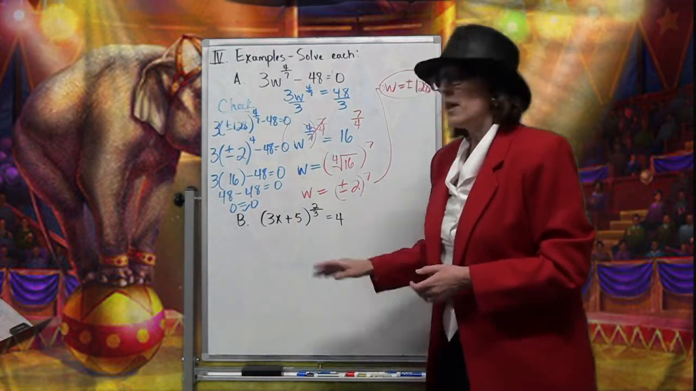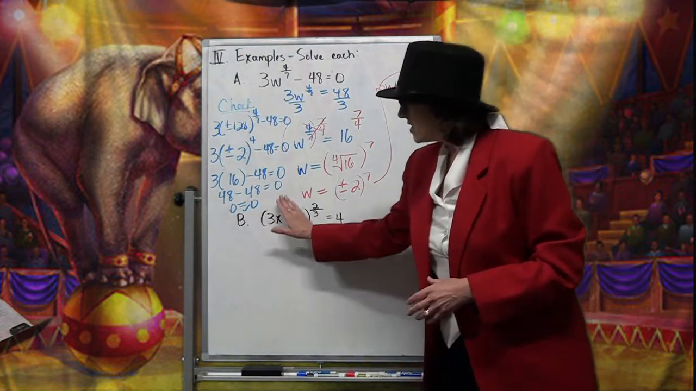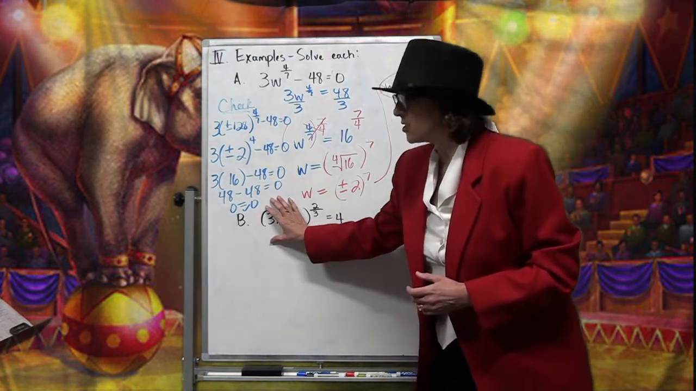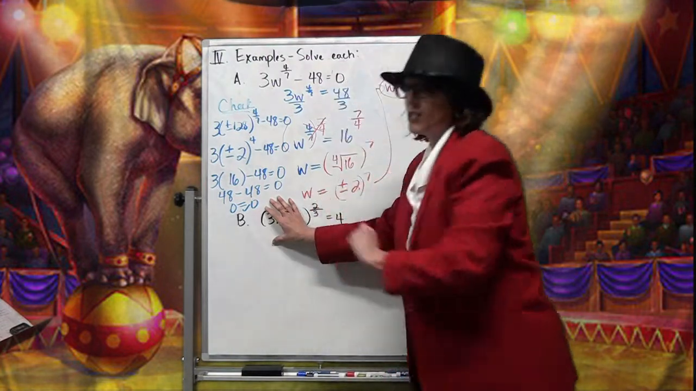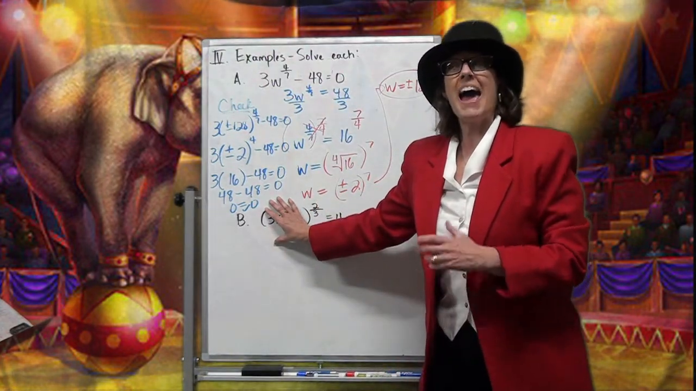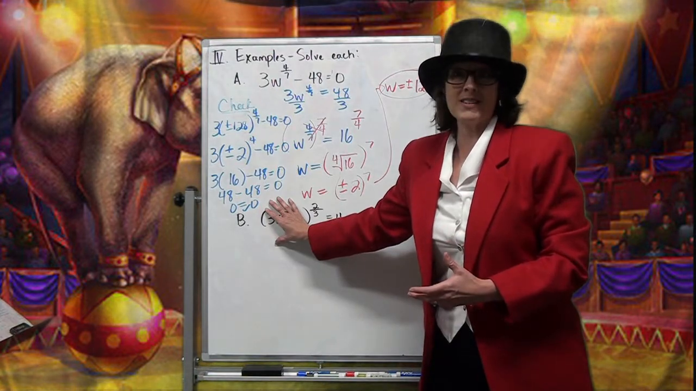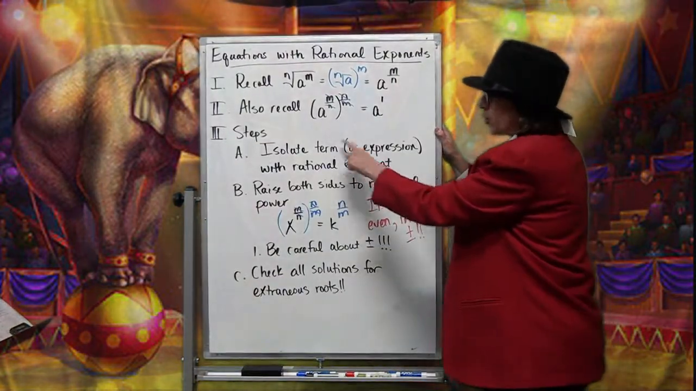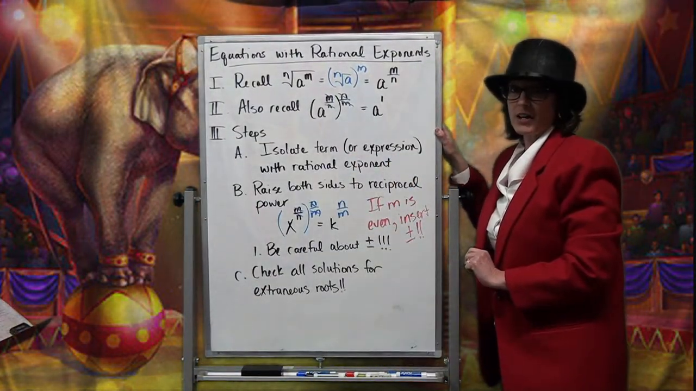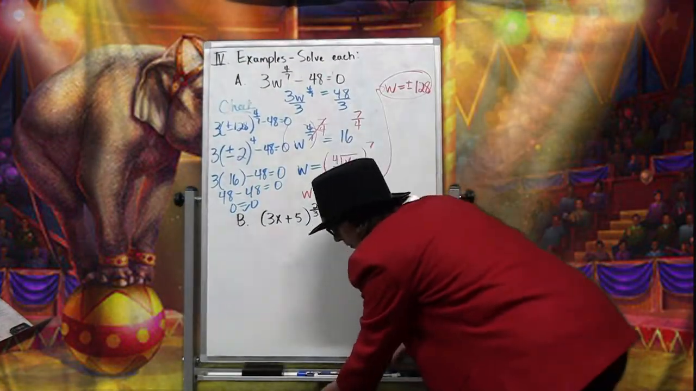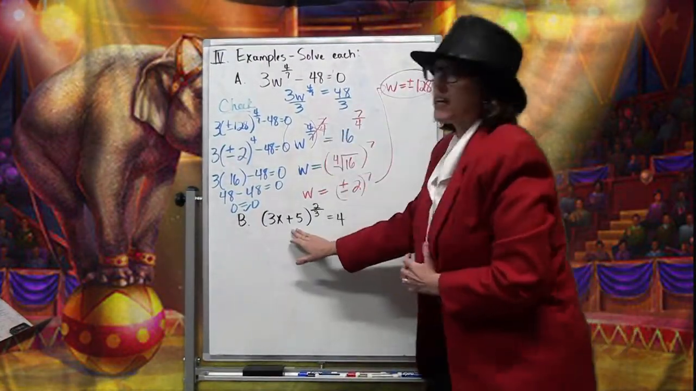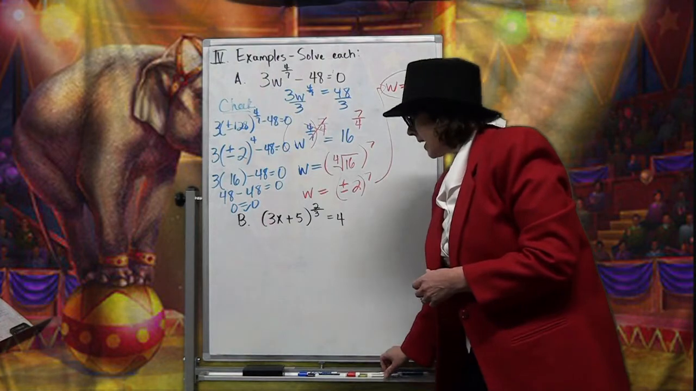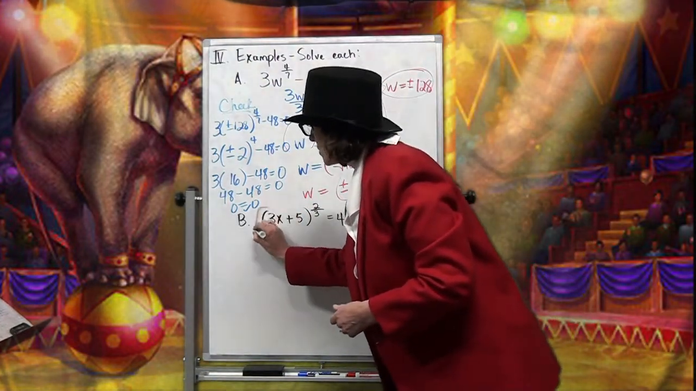Now, as you look at this one, very strange, but remember, this entire parentheses is being raised to the 2/3 power. Sometimes I put my hand over the parentheses so I don't confuse myself. It's parentheses to the 2/3 power. So, actually, it has been isolated. This is where I said in the steps that we would isolate the term or expression that has the rational exponent. Because here we have within that parentheses an expression that is being raised to that rational exponent. So it is isolated. And I am ready now to go ahead and just raise it to the reciprocal power.